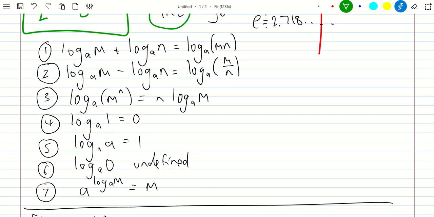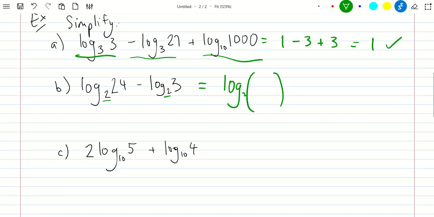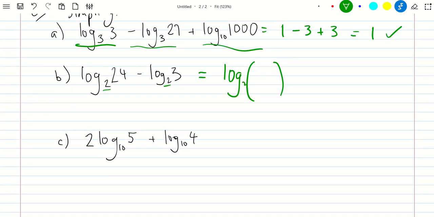Up here, we saw that if we've got subtraction of logs with the same base, then you can just divide the inside of the logs. So what this will end up being is 24 over 3. That can just go together in that.